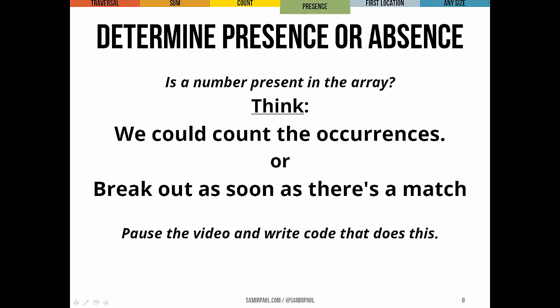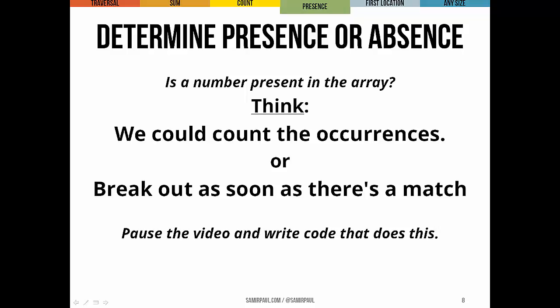Okay, so if you want to expand this to not just how many times does this appear in the array, but rather to is this present or absent in the array, period, we could just run the prior method on it, and if the thing that we're looking for appeared 0 times, well, we know it was absent from the array, and if it appeared more than 0 times, it was present in the array.